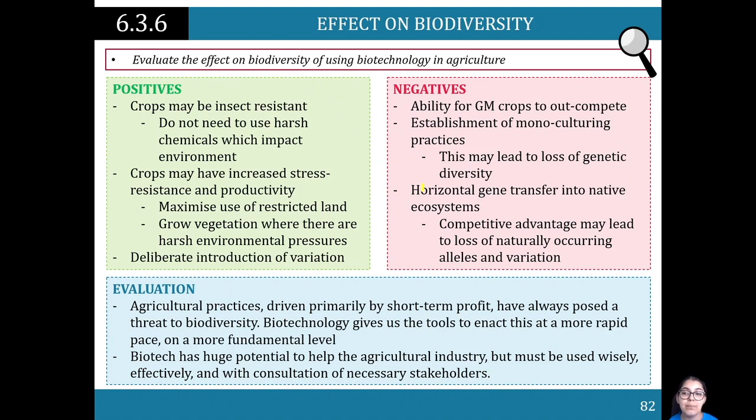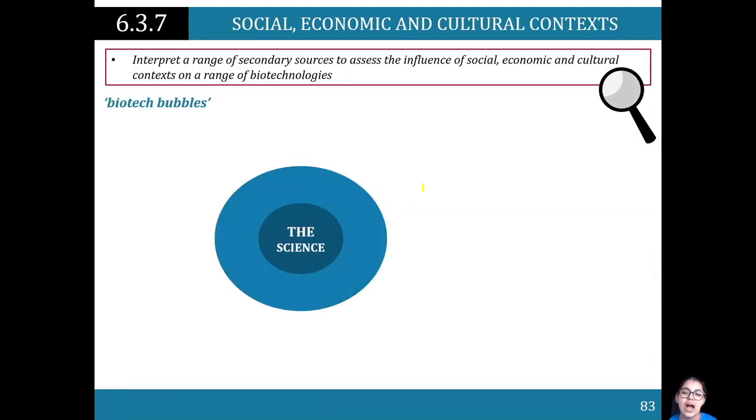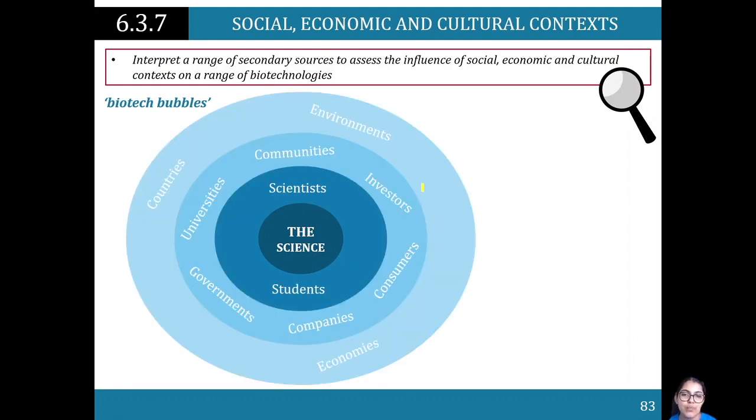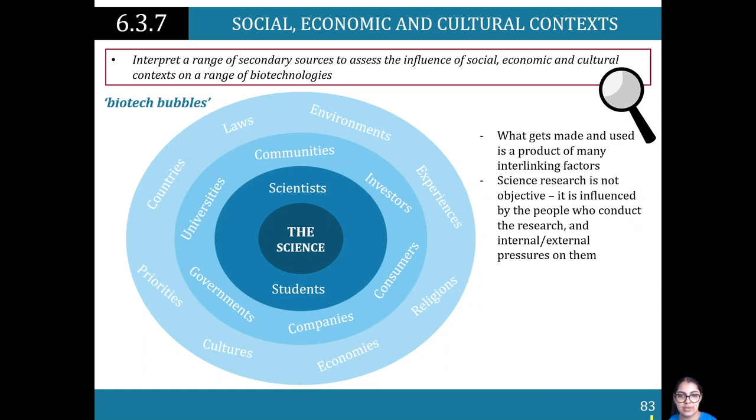I'll leave the positives and negatives for you. They're very similar to what we have discussed. I will also leave the social, economic, and cultural context for you, because this is just putting together the influence of social, economic, and cultural context on biology, on these biotechnologies. So that includes looking at the big picture of countries, law, environment, religions, economies, and bringing that down to the science and the students and the relationship between the two.